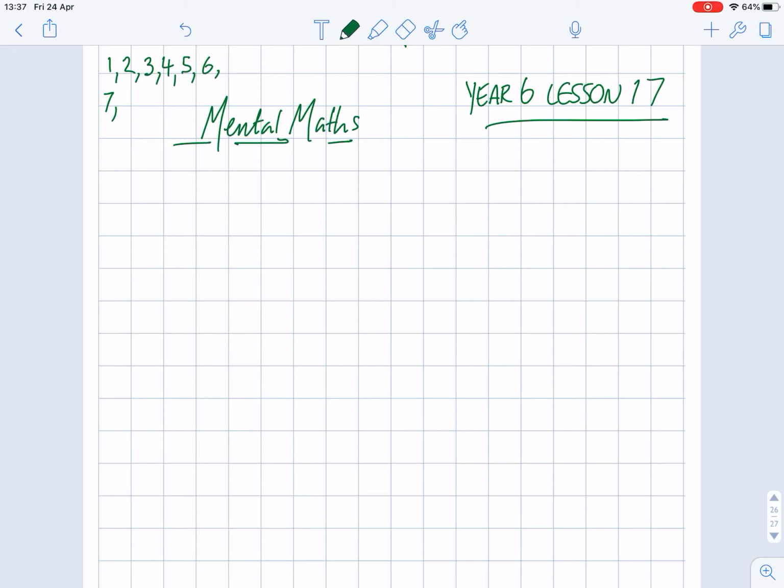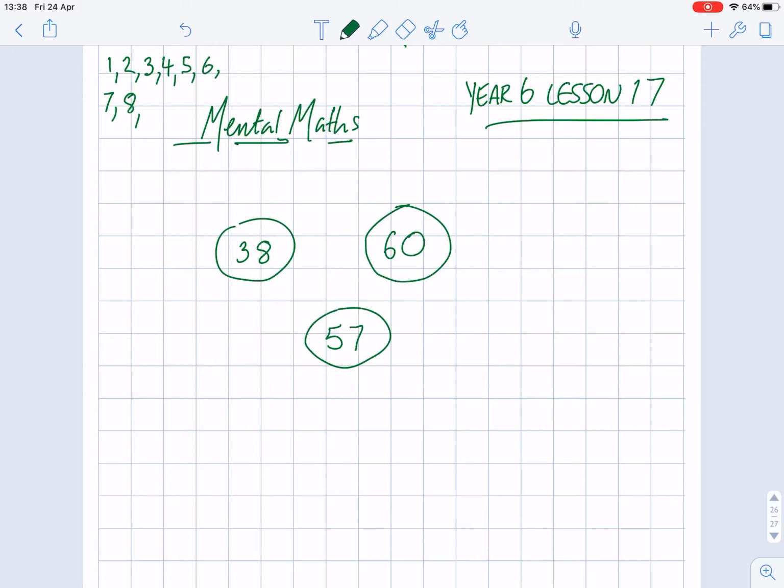Okay, question 8, still on your 8 times table, but this time the answer is 48. What's the question? Question 9. Add together 38, 57, and 60. Add those 3 numbers together.